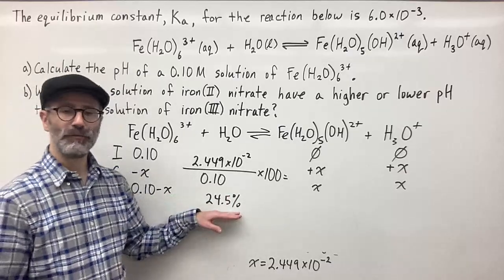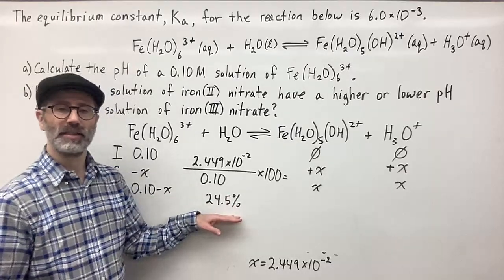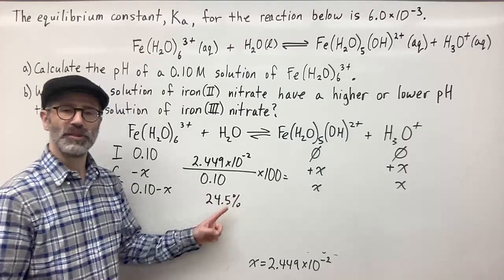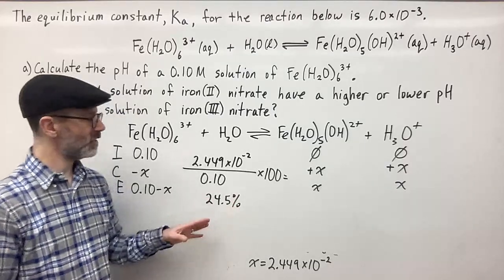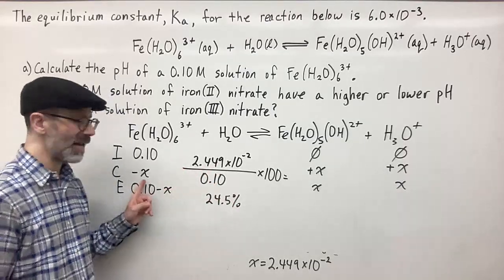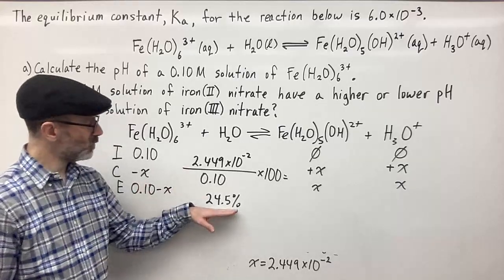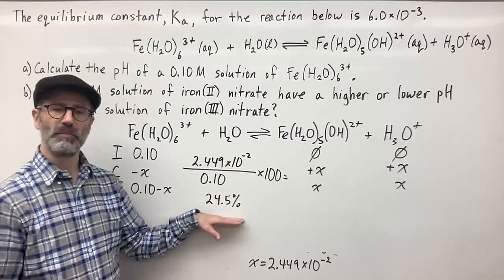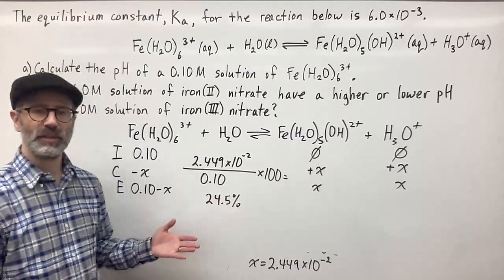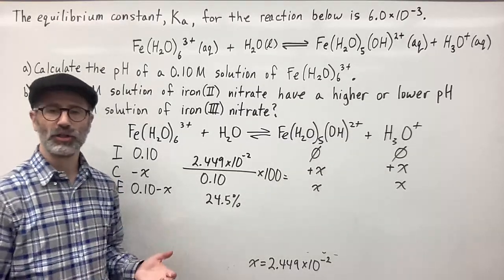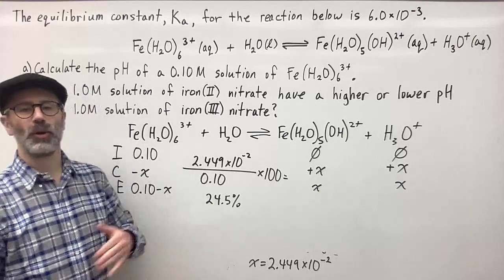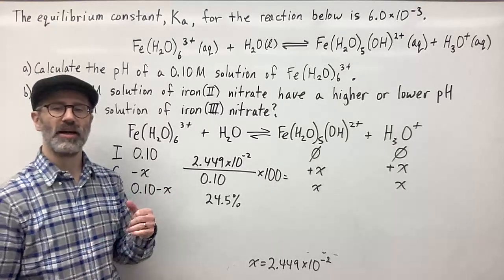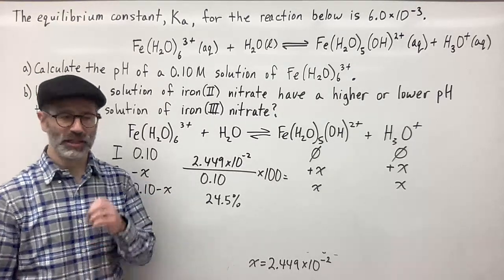So X is definitely not going to pass the test because the 5% rule says in order for this assumption that X is negligible to hold, the percent here has to be less than 5%, but obviously it's not less than 5%. So we can't use the X is small or negligible assumption. So here we're going to have to go through the method of successive approximations.